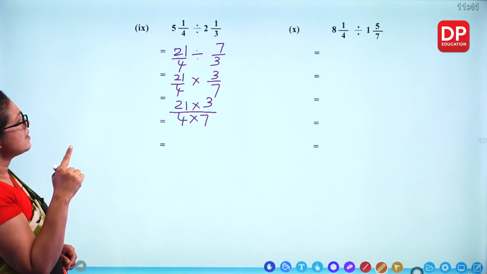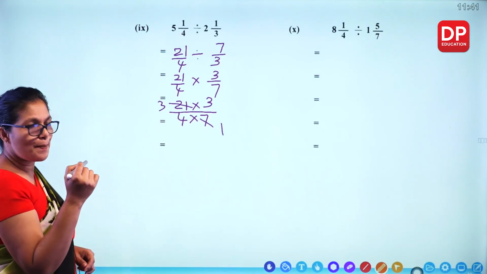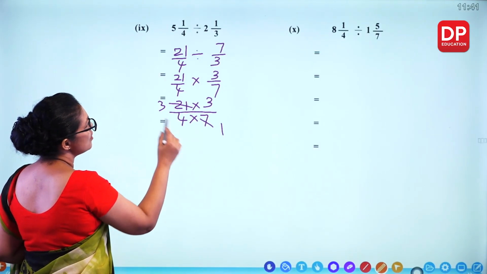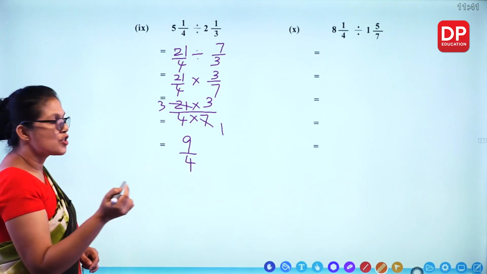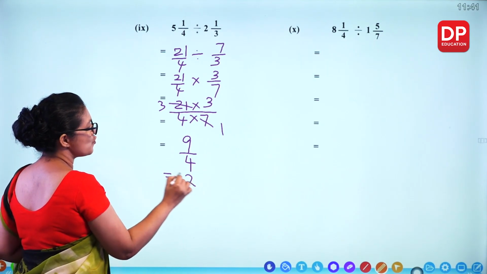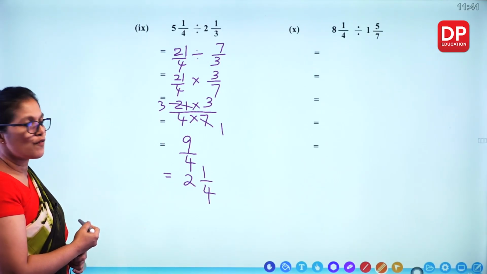Check whether you can simplify. 7 times 1 and 7 times 3. That's all. So 3 times 3, 9. 4 times 1, 4. Convert to a mixed number. 4 times 2, 8 and 1 remaining out of 4. 2 and 1/4.